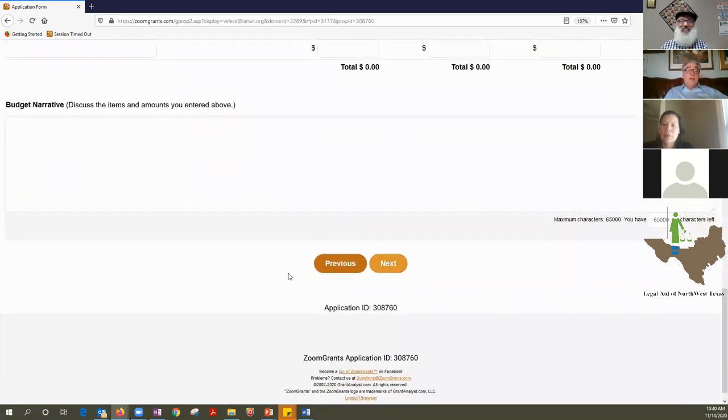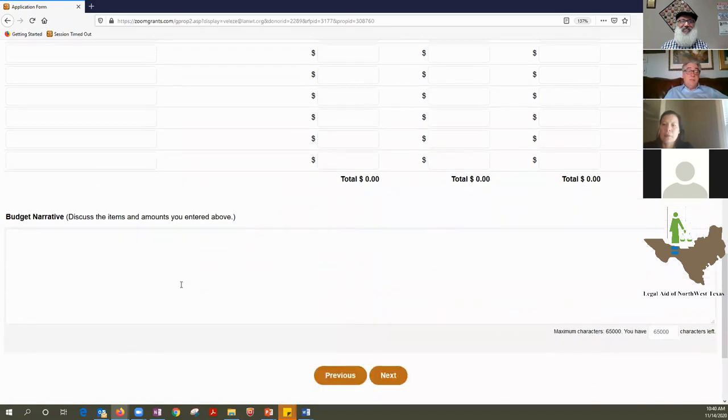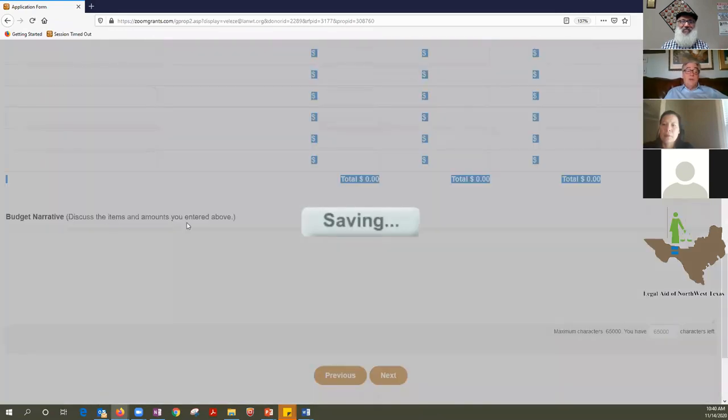The budget narrative explains what you're going to do with the money. It's not sufficient to simply list the expenses. You have to explain to them what you're going to do with it.